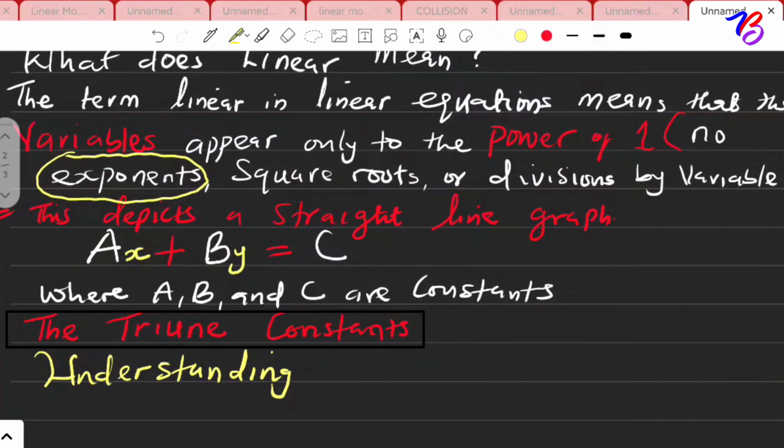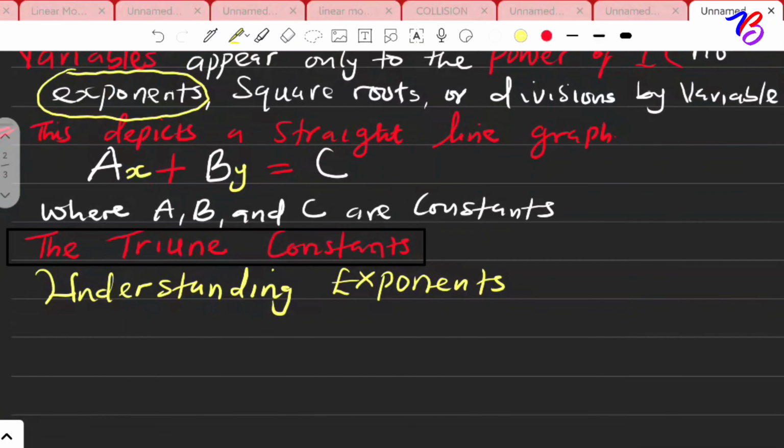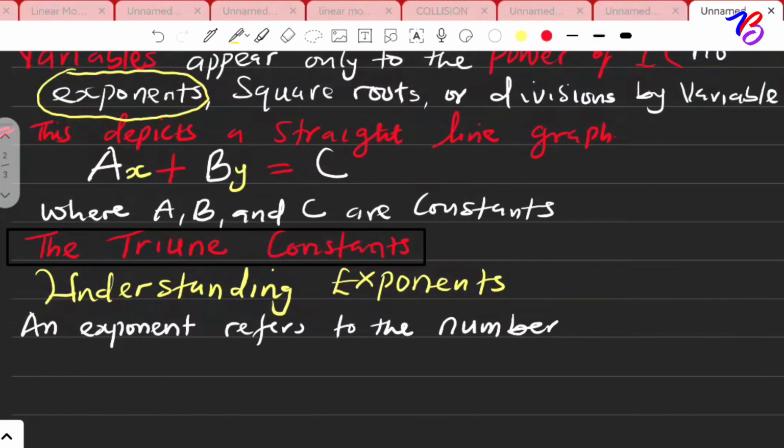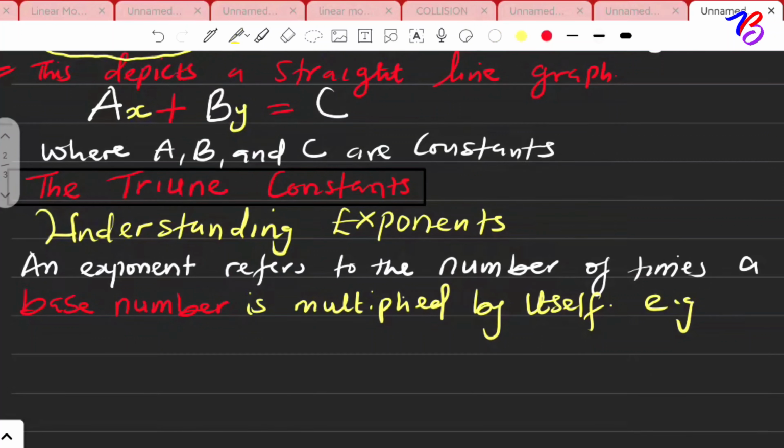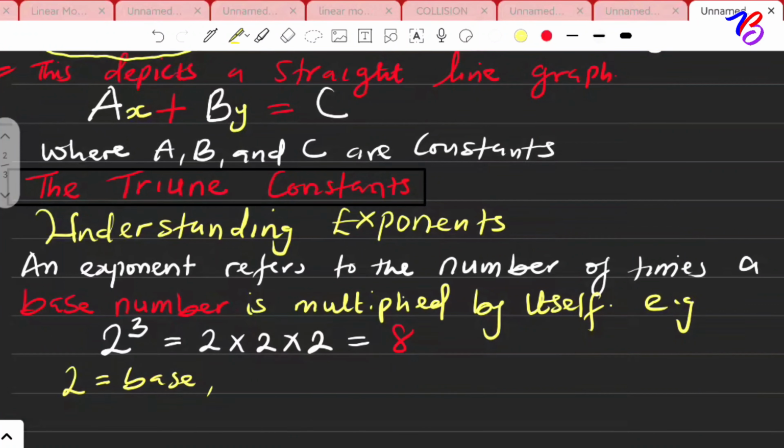So, understanding exponents. Let's explain what an exponent represents. By interpretation, an exponent refers to the number of times a base number, underline base number, is multiplied by itself. Are you here? E.g., 2 raised to power 3 will equal 2 multiplied by 2 multiplied by 2, which gives you 8, right? Then 2 is equal to the base number, 3 equals the exponent. Is that clear? Alright.